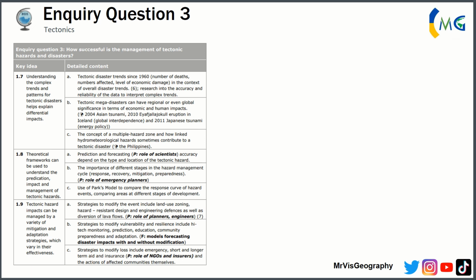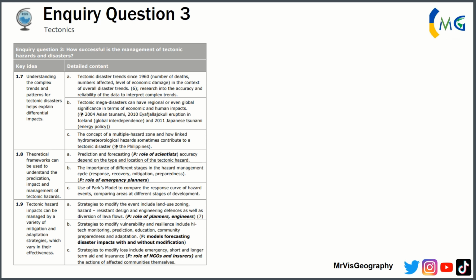We have a look at understanding the ability to predict and manage hazards. So we look at the role of scientists, the role of emergency planners. We have a look at the park model. We also have a look at ways in which you can mitigate, which is to reduce the causes in the first place, and adapt, which is to deal with the consequences.